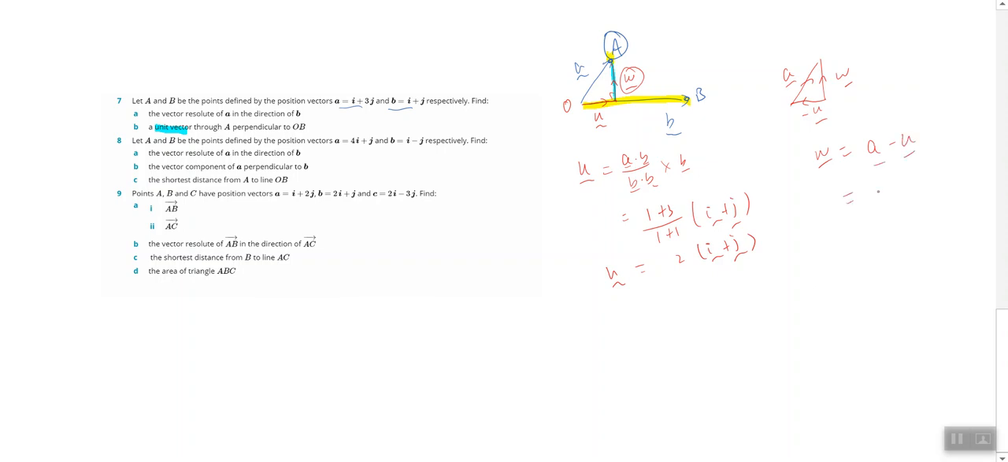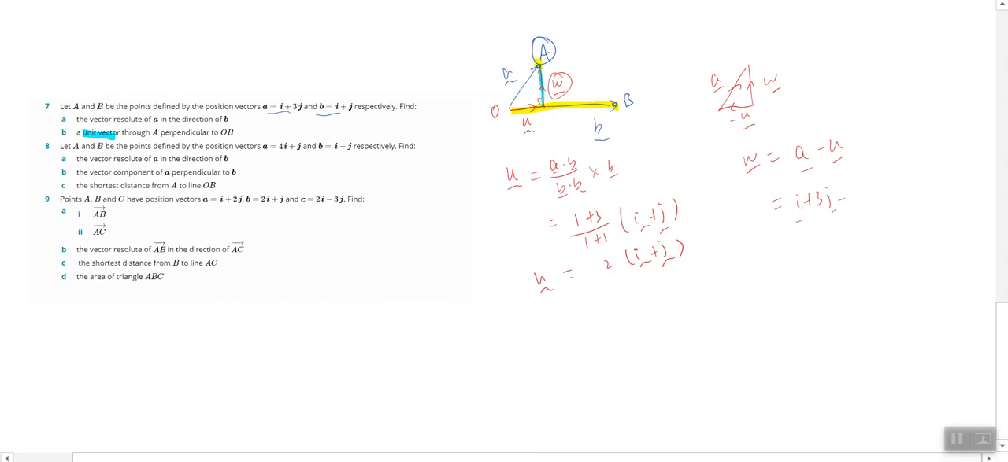Okay, so we already got what A is. They've given it to us, I plus 3J, and we want to minus U. We worked U out in part A. So U is the parallel component, or the vector resolute. So that's I plus 3J minus 2I minus 2J, and you can work that out. So that's minus I plus J. And that's W.